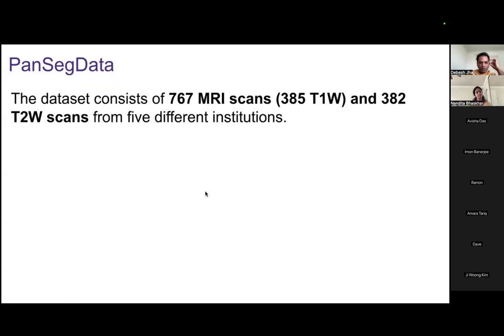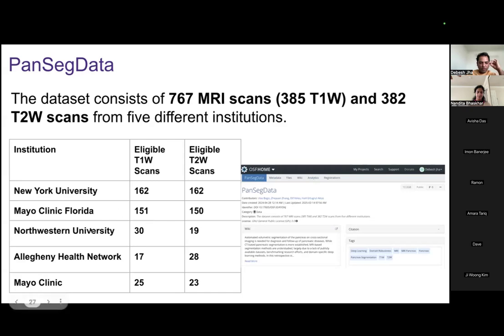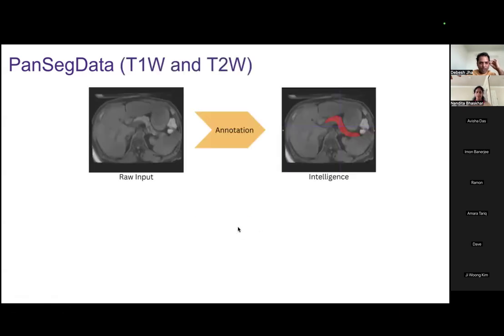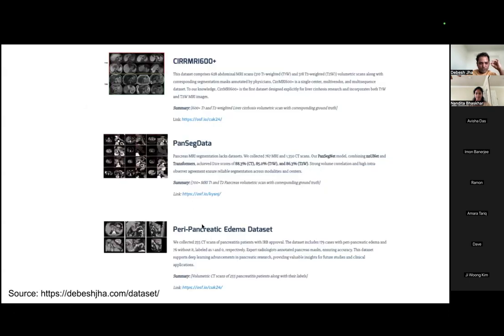Again, we released the third dataset. We call it the PEN-SEG data. The dataset consists of 767 MRI scans, 385 T1 and 382 T2. And there is some information related to where the data is coming from. We also made this dataset open access. And the annotation strategy remains the same for T1 and T2.